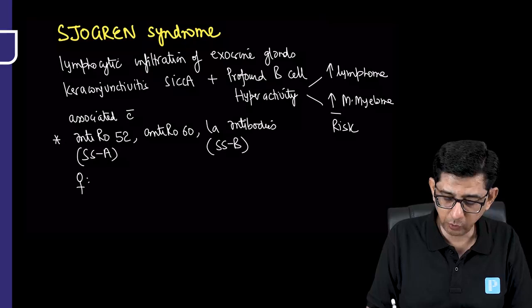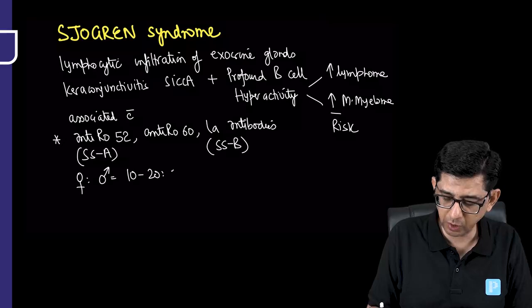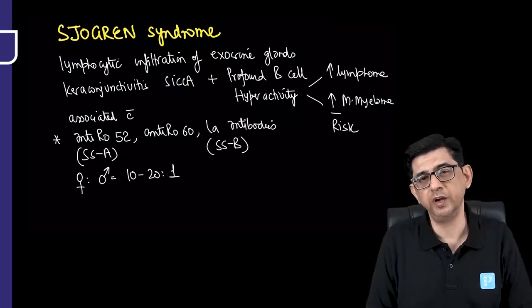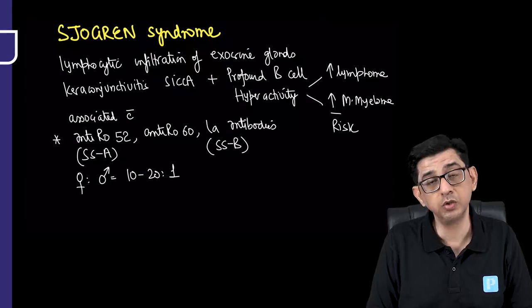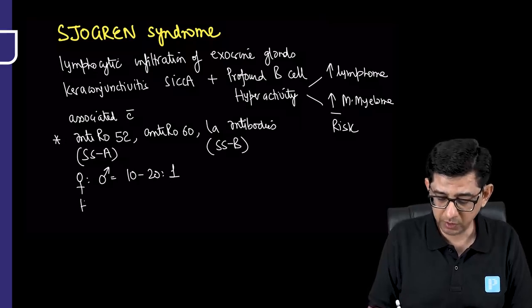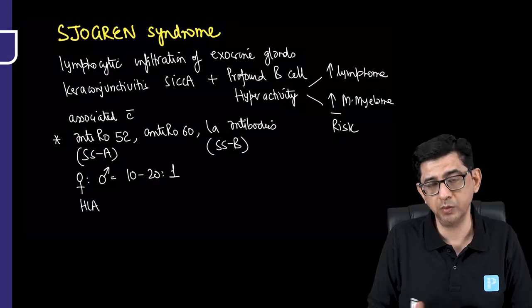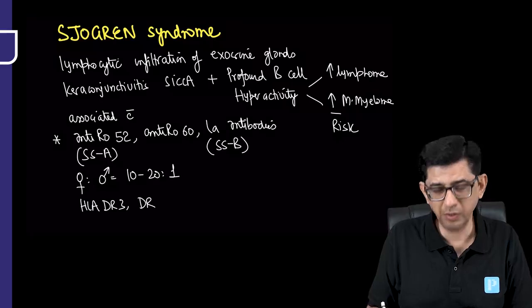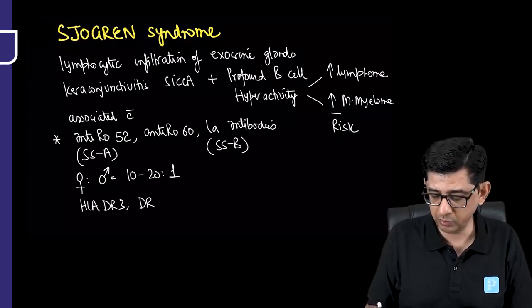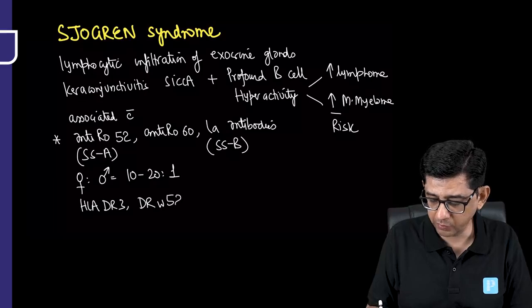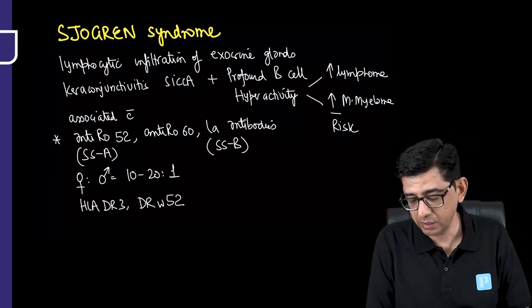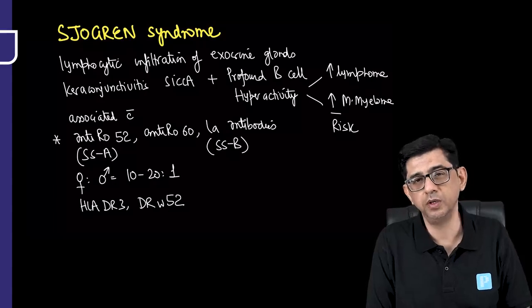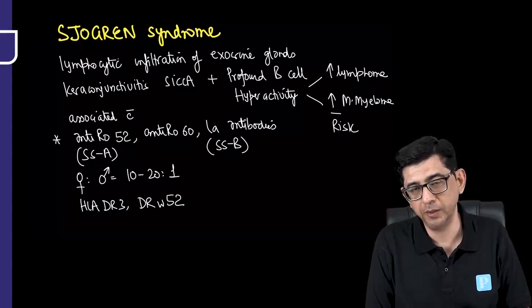As far as the female to male ratio for this condition is concerned, female patients would outnumber men by a ratio of as much as 10 to 20 is to 1. And there is also HLA predisposition that is present. Most of these patients would be having HLA DR3. These DR linkages are usually given in questions just to add to the burden of the data that you need to remember. So HLA DR3, DRW52 are the HLA associations that you need to see.